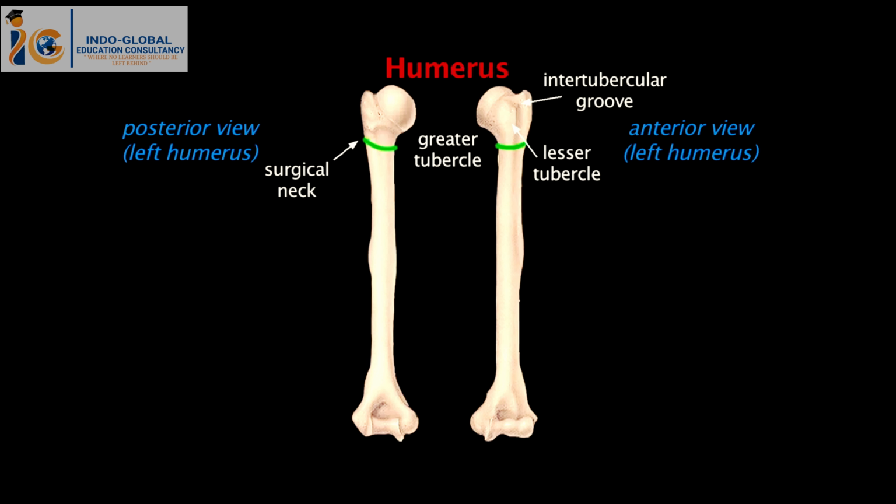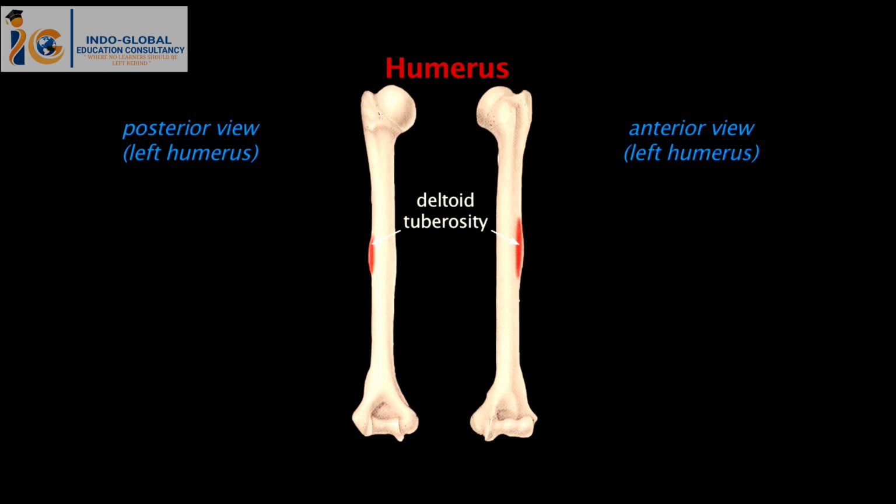As you move down the shaft of the humerus, about midway on the lateral surface, you'll find another roughened prominence, which is called the deltoid tuberosity. This is the insertion point of the deltoid on the humerus. And running next to the deltoid tuberosity on its posterior side is the shallow radial groove. This groove is the path for the radial nerve and deep artery of the arm.